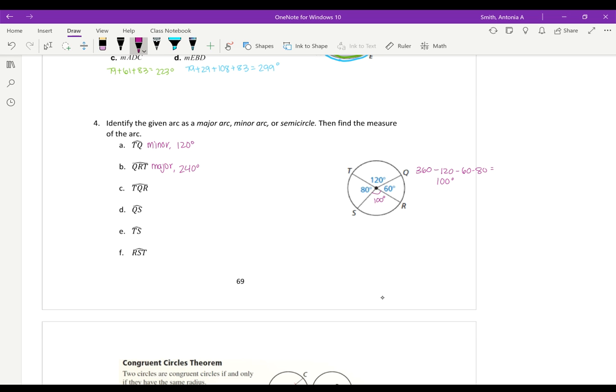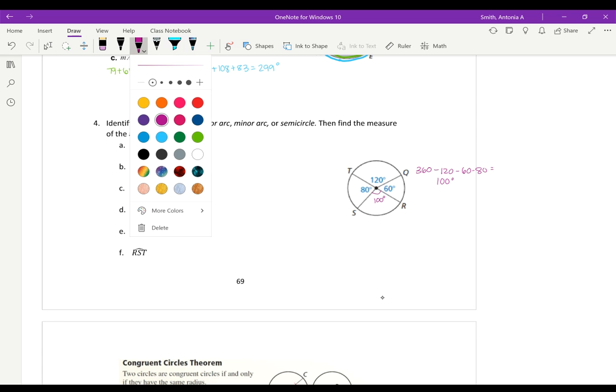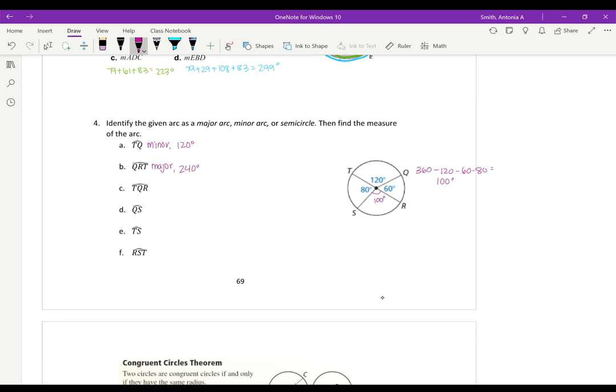Next is TQR. This one I am going to outline just so we can see. If I'm going from T to Q to R, then T and R actually form a diameter through the middle of this circle. So this is a semicircle. And I don't even need to look at the picture to know how big that is. They are always 180 degrees.